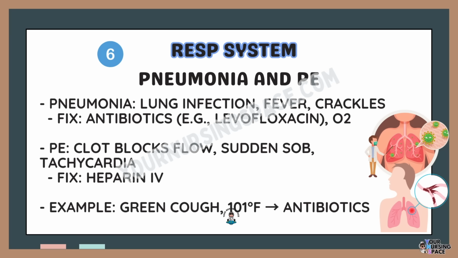Picture a post-op patient gasping, heart rate at 120, SATs at 86. That screams PE, so you're calling it and starting heparin stat. NCLEX trick: sudden onset is your clue. Don't pick asthma or pneumonia when the symptoms explode out of nowhere.